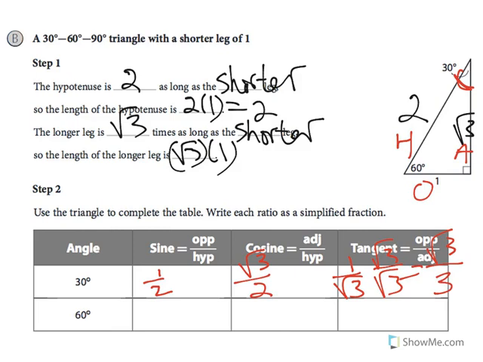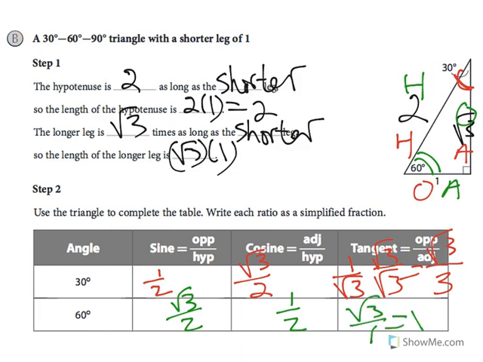Right? And for 60 degrees, we are observing from this angle, so this is your opposite, adjacent, and hypotenuse. So sine is opposite over hypotenuse, radical 3 over 2, and cosine is adjacent over hypotenuse, which is 1/2, and tangent is opposite over adjacent, so it becomes radical 3 over 1, or just radical 3.